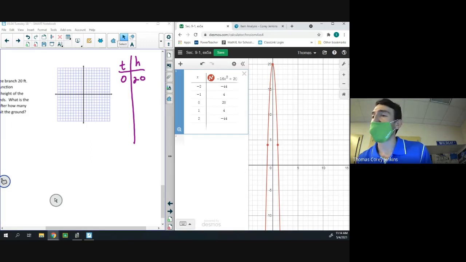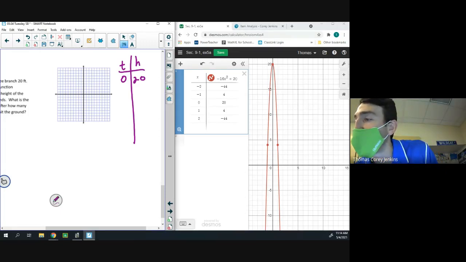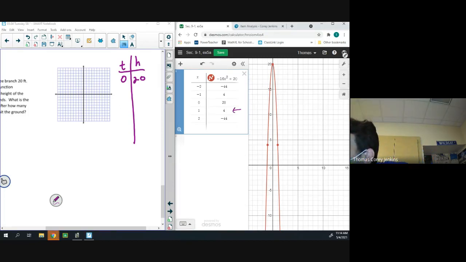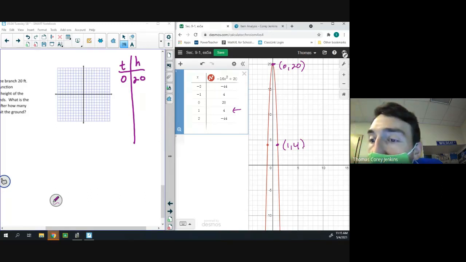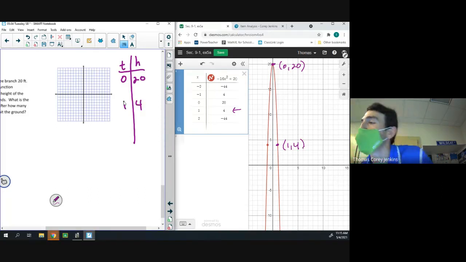So I can see that 0, 20 is on there. I can also see that 1, 4 is on there, right? Everybody see where I'm looking at? 1, 4 right there. Okay, so 0, 20, 1, 4. So 1 goes to 4. So just to summarize, what that means is after 0 seconds, it's 20 feet in the air. After 1 second, it's 4 foot off the ground. So very close to the ground after 1 second.